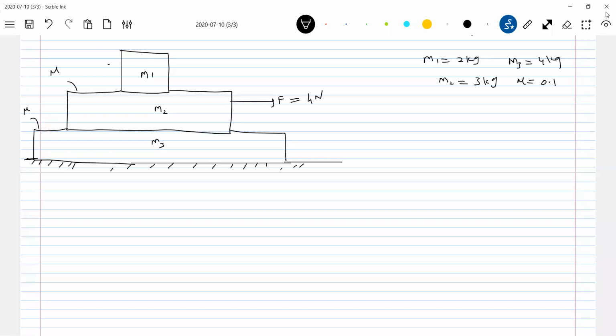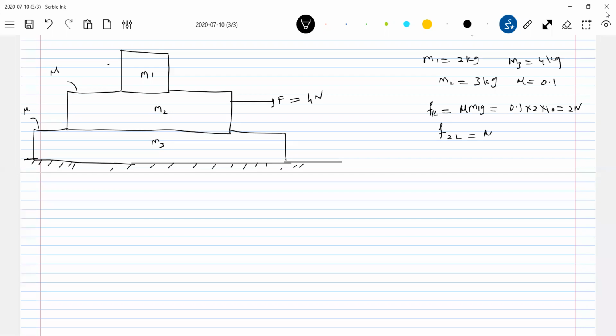Applied force to the second block here, 4 Newton applied. I'm just asking you, find the acceleration of the blocks and the friction acting at all surfaces. First, straight away, let's calculate F1L. What is F1L? Mu m1 g. I'm writing it directly to save time. Mu is 0.1, 2 into 10, 2 Newton.